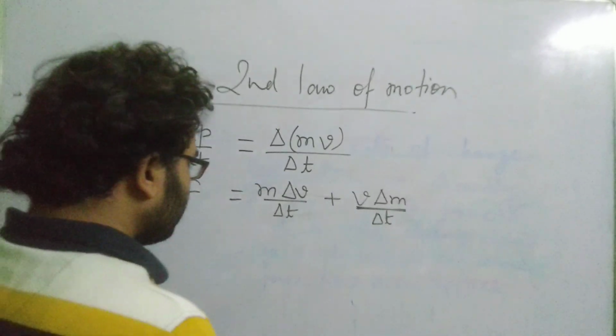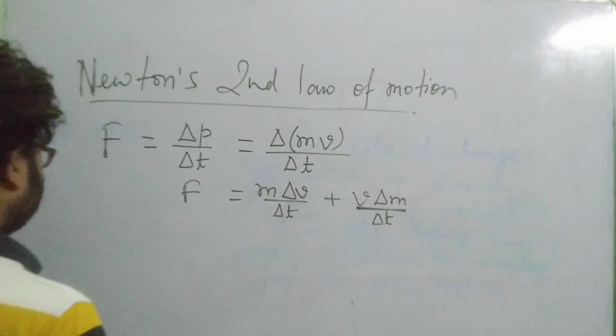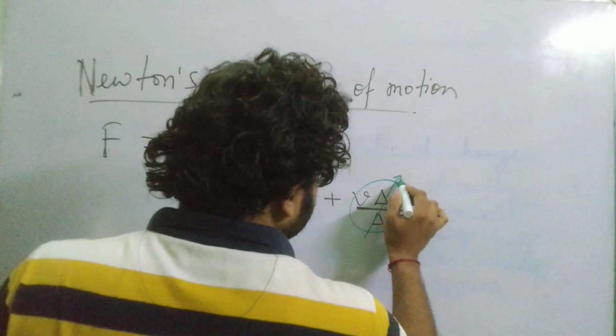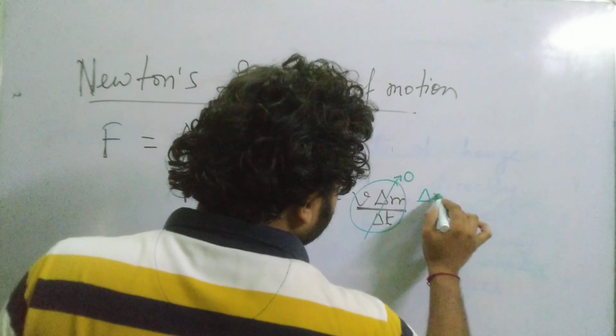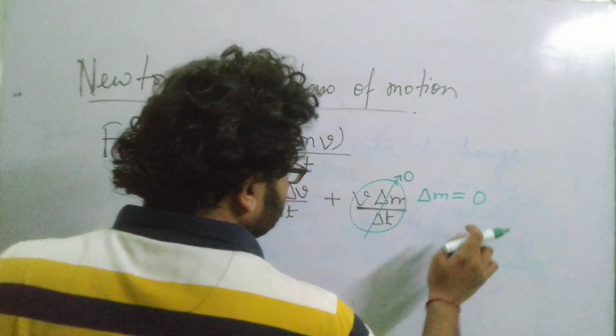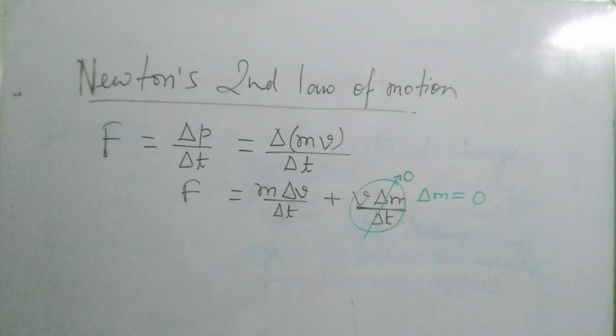This part of the equation, the second part of the equation, is basically 0. Why? Because there is no change in mass. Mass is equal to 0. So there is no change in mass, so definitely the second term will be 0.